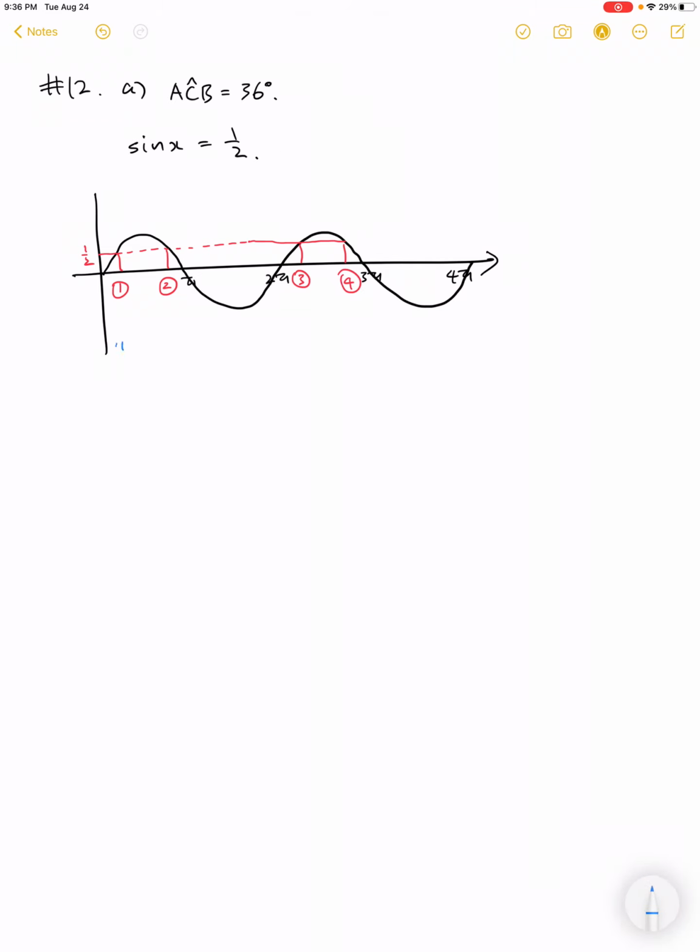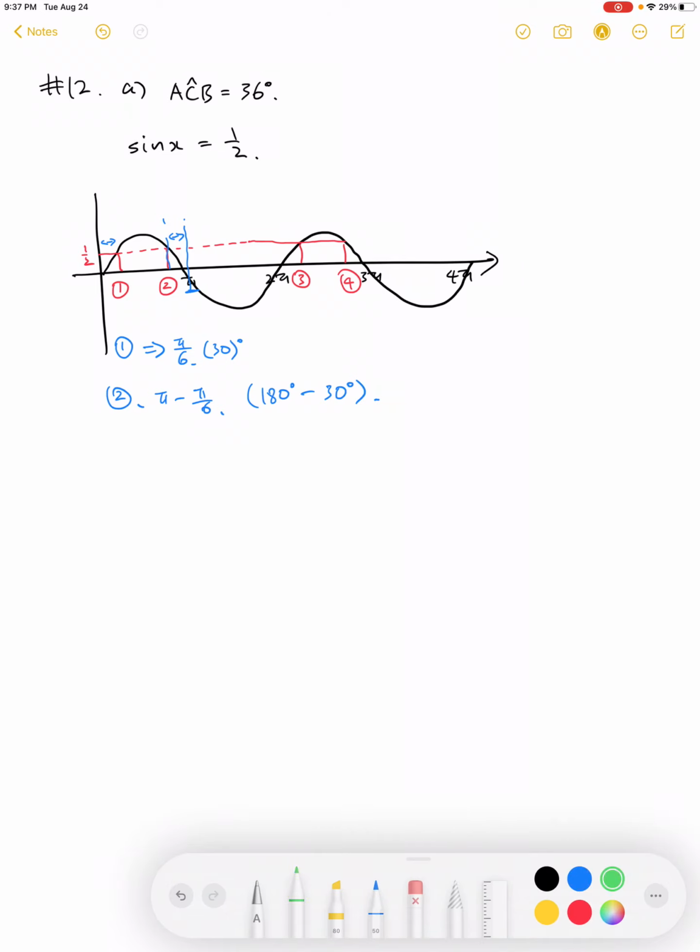First, number 1 we know is pi over 6, or 30 degrees. Number 2, we know it's going to be pi minus pi over 6. Can you see? Here's pi, and this distance and this distance, these two distances are the same. So it's pi minus pi over 6, or should I say 180 degrees minus 30 degrees. Okay, it's the next bit we want to focus on.